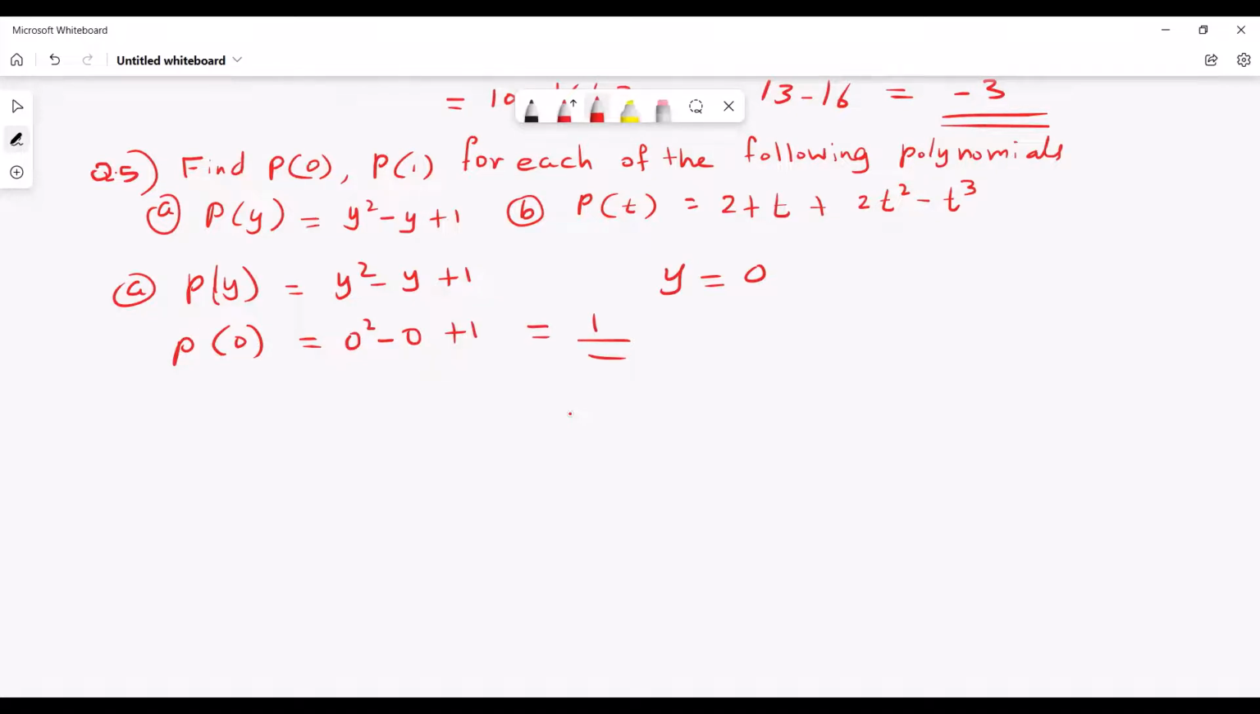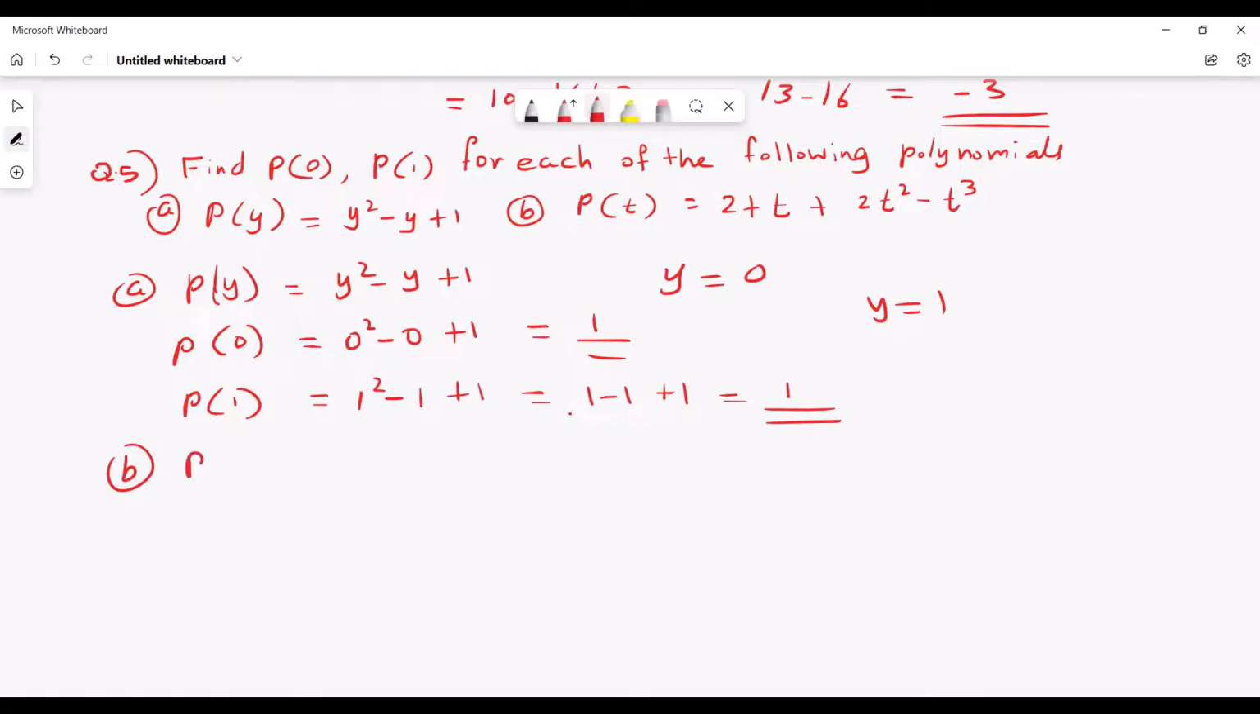Then we have to find P of 1. So here y will be equal to 1. So replace y with 1. Y square is 1 square minus 1 plus 1. So this will be 1 minus 1 plus 1. So this will become 1. Answer is 1. Now let us solve the second question.